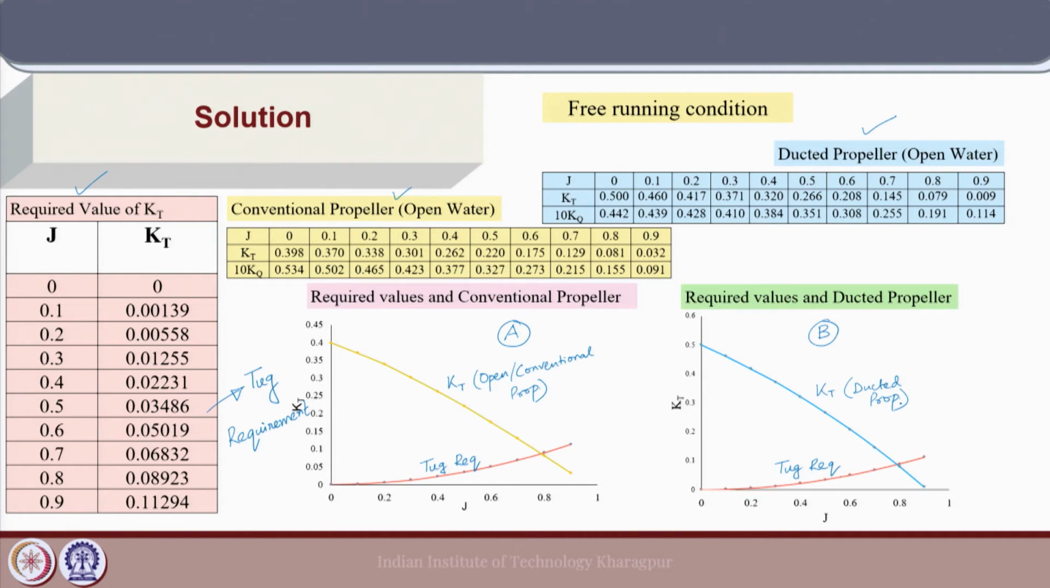Now, it is important to note here that as J increases, the open water thrust and torque coefficients will decrease. So, this KT for open and ducted propellers are the open water values. Okay. And typically for these problems thrust identity is assumed. So, this thrust coefficient will be directly used for comparison with the requirement of thrust for the tug in the behind condition.